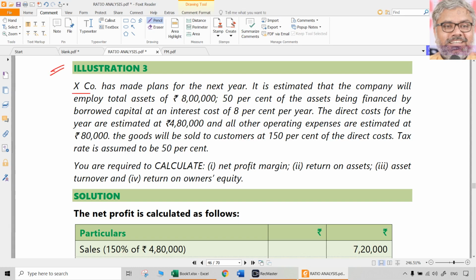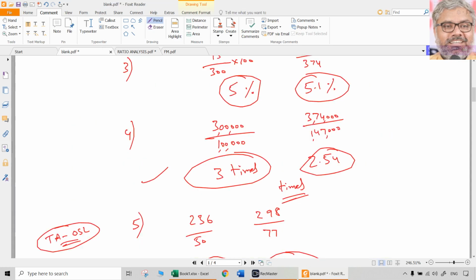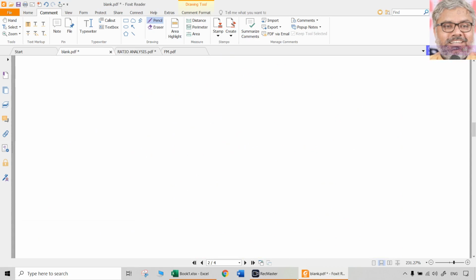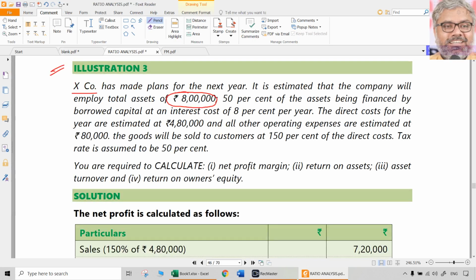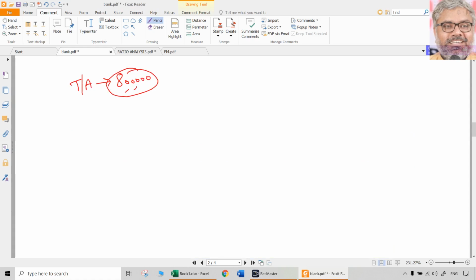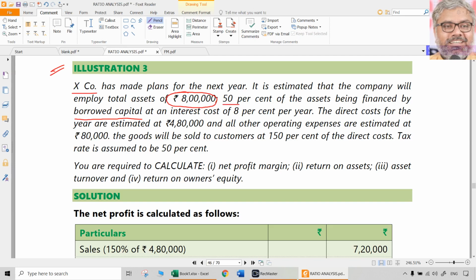Let's go to illustration 3. Excom has made a plan for the next year. It is estimated that the company will employ total assets of 8 lakhs rupees. So total assets is 8 lakhs rupees, first thing first. 50% of the assets being financed by borrowed capital. So how much is going to be the borrowed capital? Naturally half, which is 4 lakhs. That automatically means how much is financed by equity or shareholders funds? 4 lakhs.